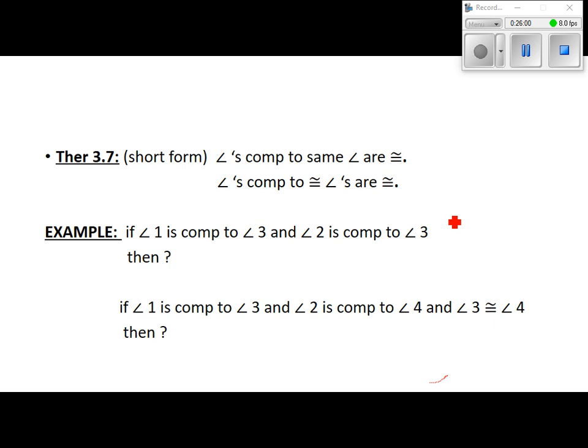Same thing on this one, except instead of dealing with supplementary, what's this one deal with? What's complementary mean? Adds up to 90 degrees. So it says exactly the same thing. I'm not going to explain it all again, AJ. Just says the same thing, dealing with 90 degrees instead of 180 degrees.